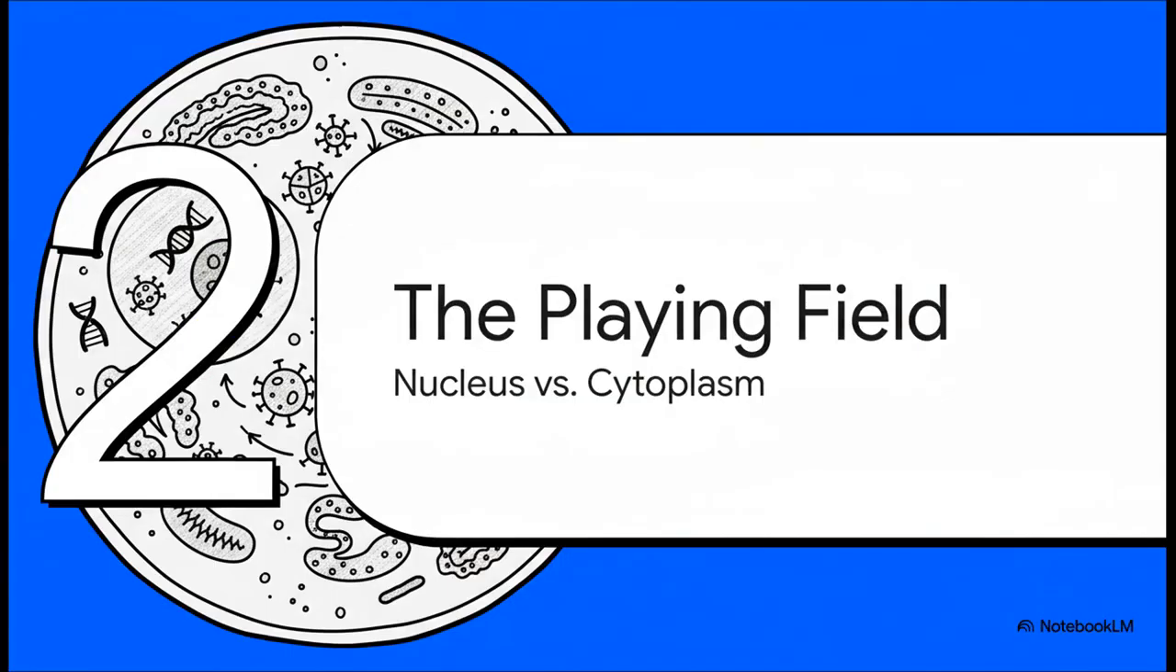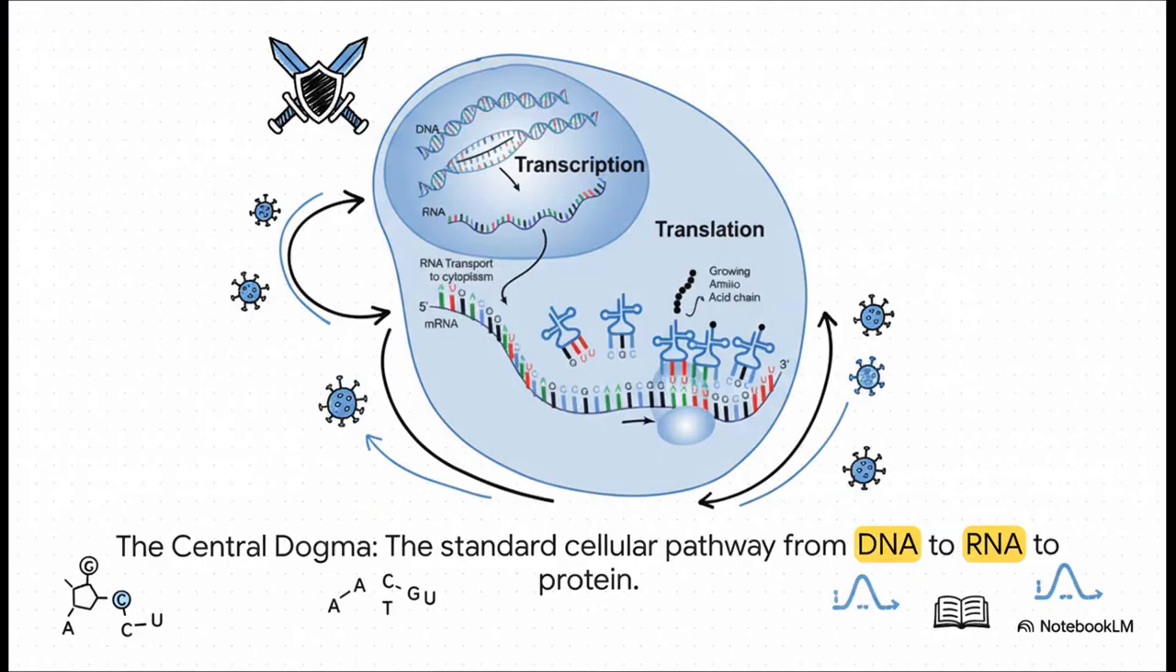Well, to understand their strategy, we first have to understand the battlefield. So, Section 2, the playing field. Every single move a virus makes is shaped by the basic geography of a eukaryotic cell, that fundamental divide between the nucleus and the cytoplasm. And this battlefield, of course, operates under a very strict set of rules, the central dogma.